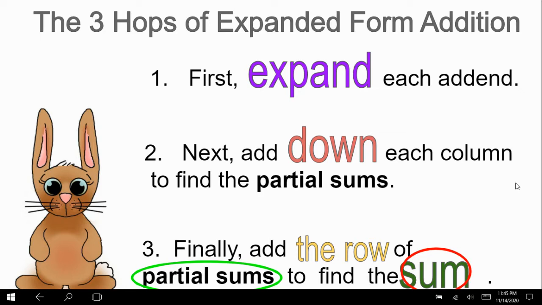The first thing we are going to do is expand each add-in. Next, we will add down each column to find the partial sum. And finally, we will add the row of partial sums to find the sum.